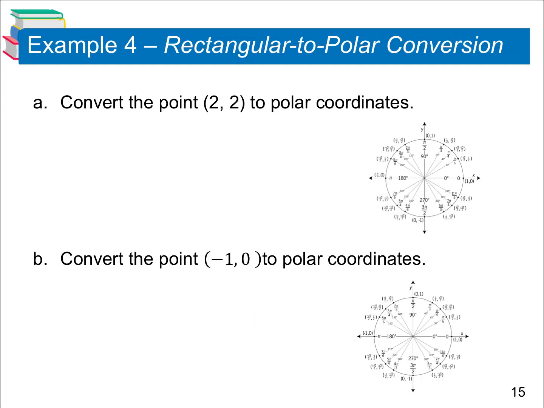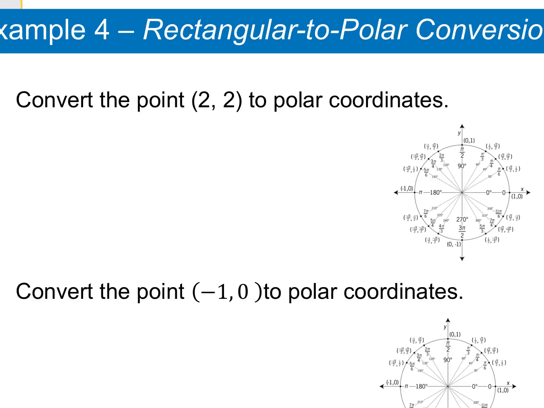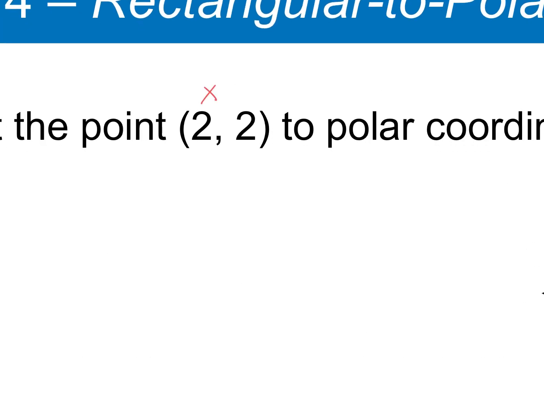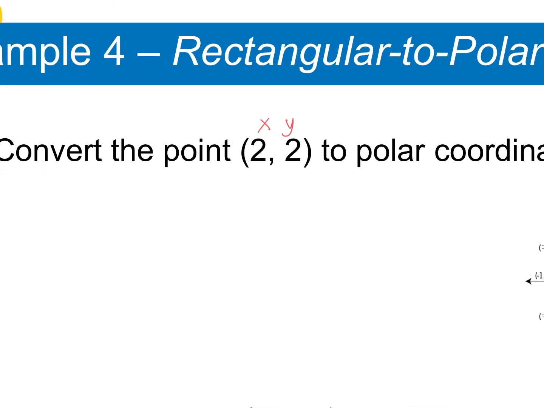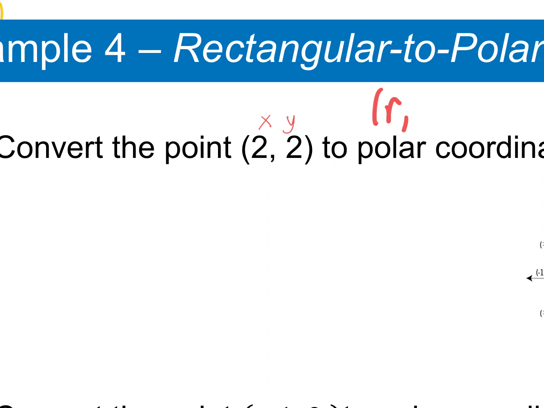Now we're going the opposite direction. We're going to convert the point (2, 2) to polar coordinates. Now, there's going to be a couple different ways that you guys like to do this. I'll show you one way that I'll do this first one, and then I'll show you how I usually do it. But this is an x and a y, right? Okay, so let's think about this. What am I trying to find? I'm trying to find r and theta.